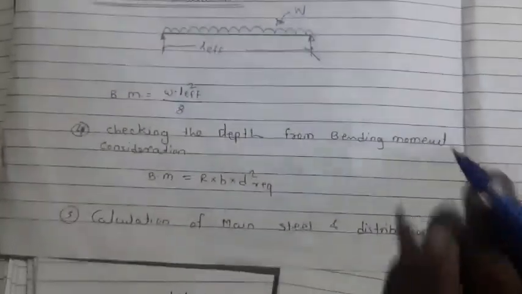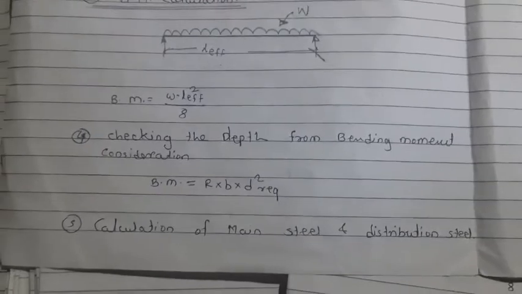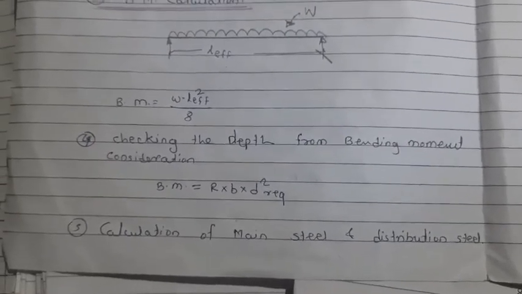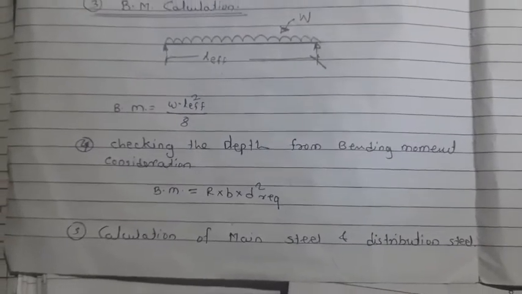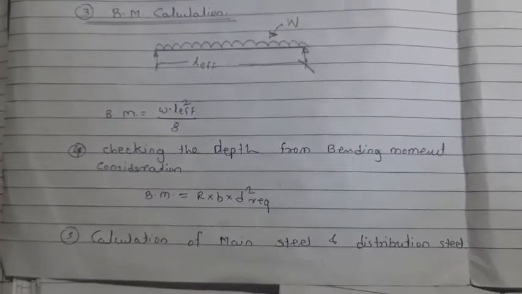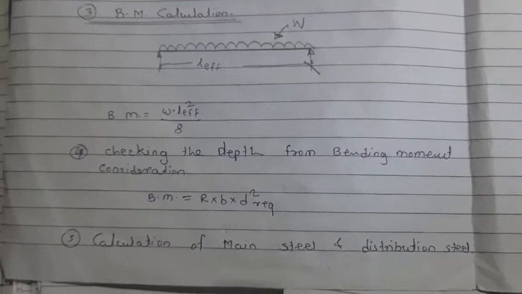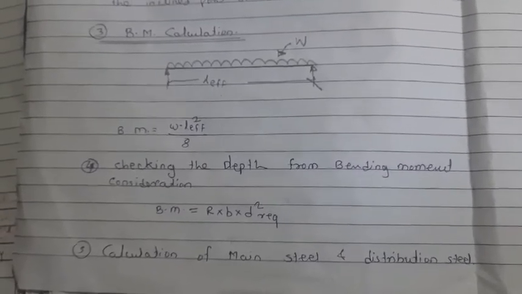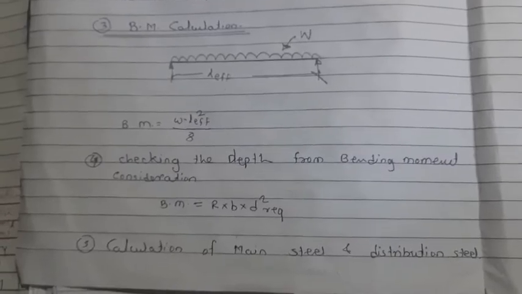And the last step is, once we have the bending moment, we have to go for the calculation of the main steel from the bending moment consideration, and we have to go for the calculation of the distribution steel. It will be considered as 0.12% in case of HYSD bars and 0.15% in case of mild steel.